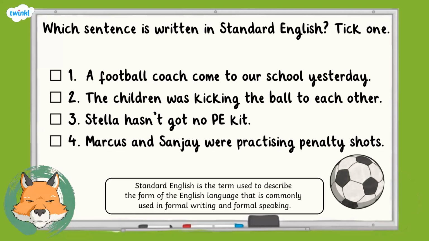The first sentence contains the wrong verb form. The simple past tense "came" should be used instead of the past participle "come". In the second sentence, the subject and verb don't agree. "Was" should be "were" because "children" is plural. In the third sentence, the word "no" has been used incorrectly instead of "any". The final sentence has been written in Standard English. Well done if you got that one right.